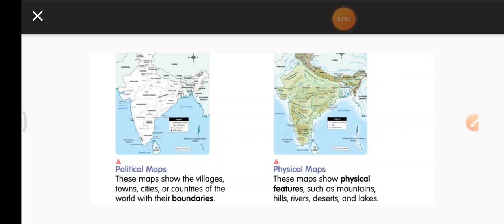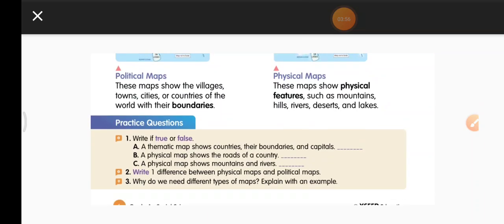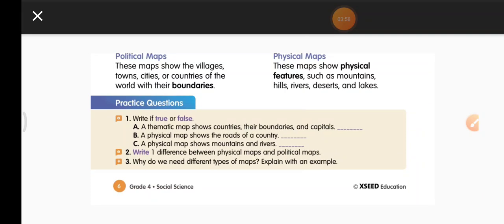And if you buy a physical map and read it, all the things that are formed by nature you can see there, such as mountains, hills, rivers, deserts and lakes, right? And we have some practice questions here. Write if true or false. A thematic map shows countries, their boundaries and capitals. Is that true? We'll do this after a while.